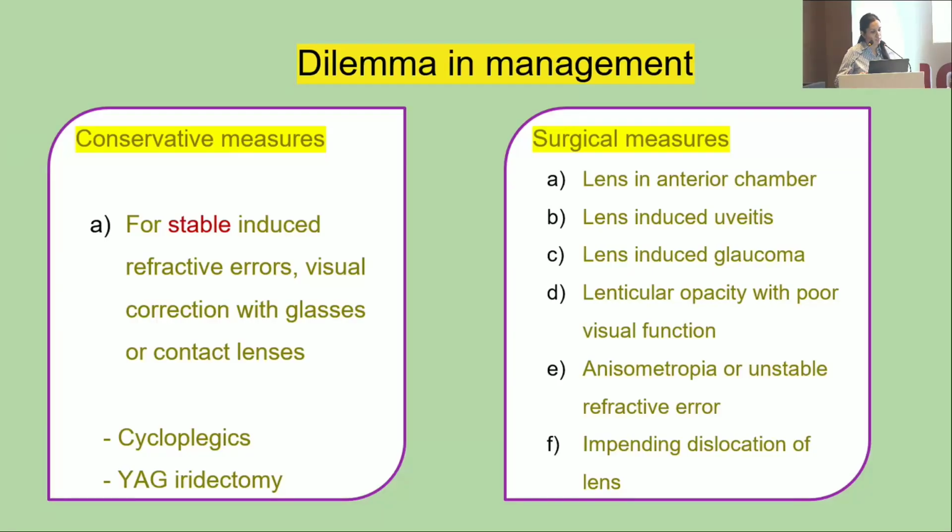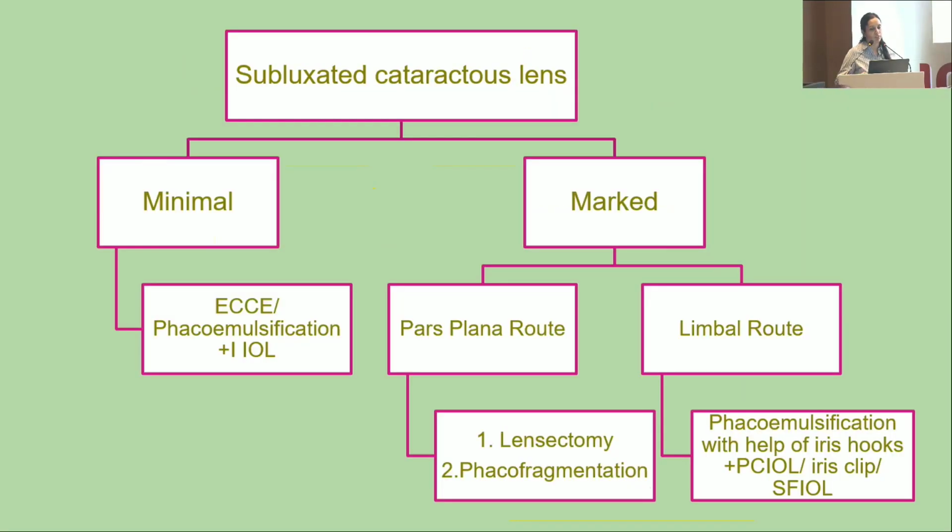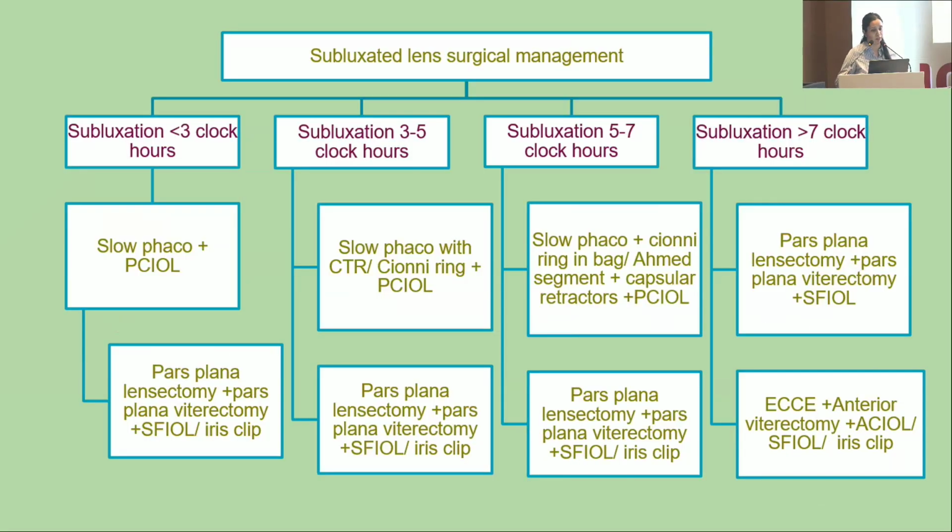Conservatively, if the refractive error is stable, visual correction can be done with glasses or contact lenses. Also, the patient can be given cycloplegics or YAG iridectomy can be done. And surgical measures can be done if the lens is in the anterior chamber, it is causing uveitis, glaucoma, or any other issue. On minimal subluxation of a clear lens, spectacle correction is the best we can do. And if it is marked, then it should be removed via vitrectomy or phacofragmatome. If it is a cataractous subluxated lens and minimal, then phacoemulsification with intraocular lens is done. If it is marked, then lensectomy with fragmatome or phacoemulsification with scleral fixated IOL can be done.